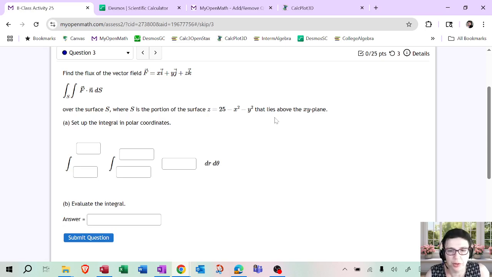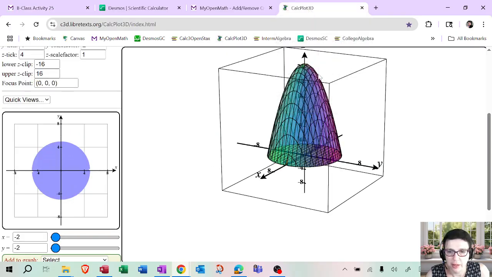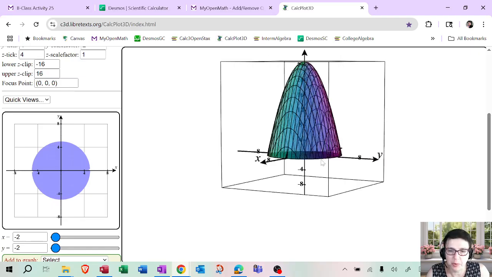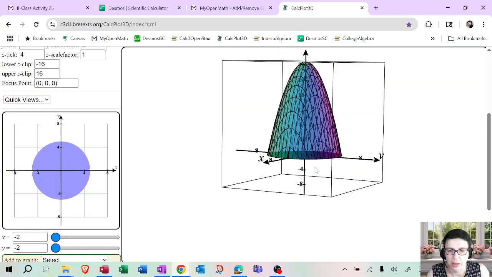Now, I also wanted to show you what it looks like so you can see. This is the paraboloid right there, and it actually goes all the way down forever, but it is cut because it has to be above the xy plane. So the projection of this paraboloid, as you can see, is a circle of radius 5. So this is the projection of the surface.